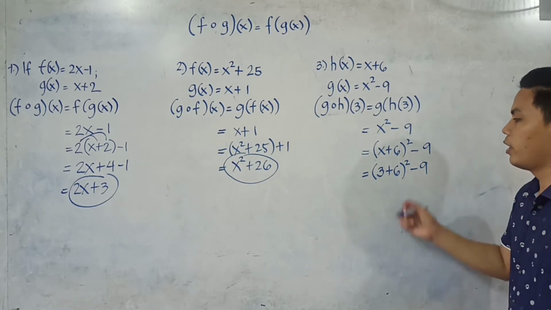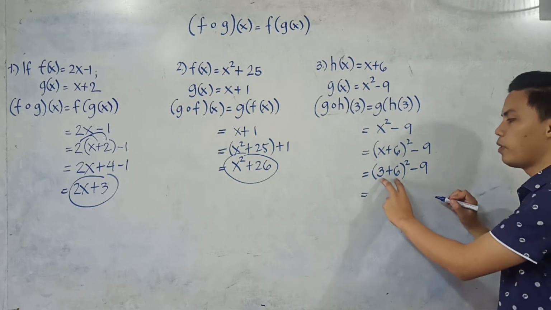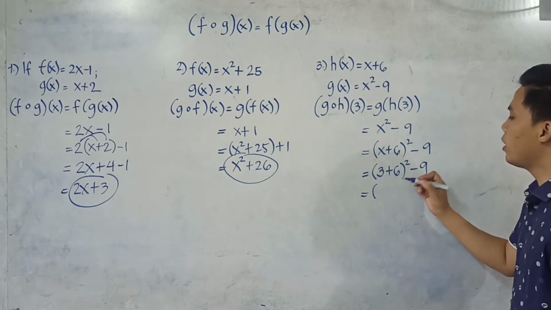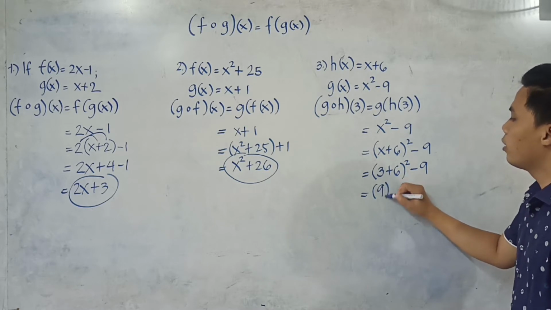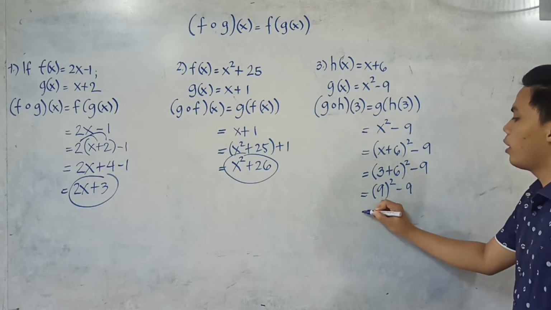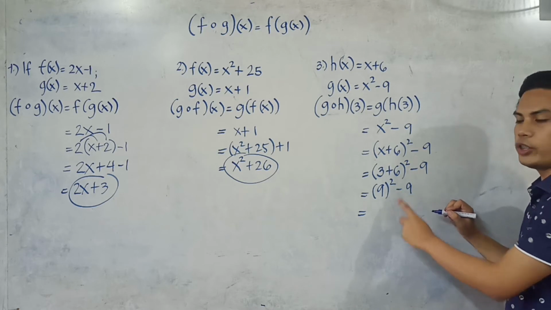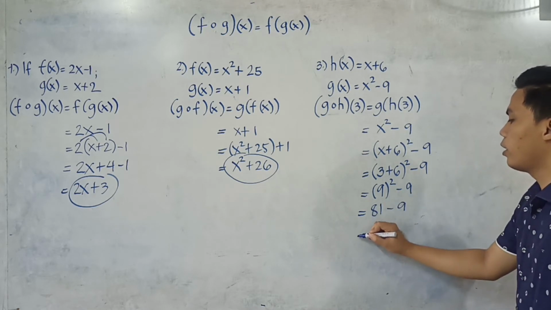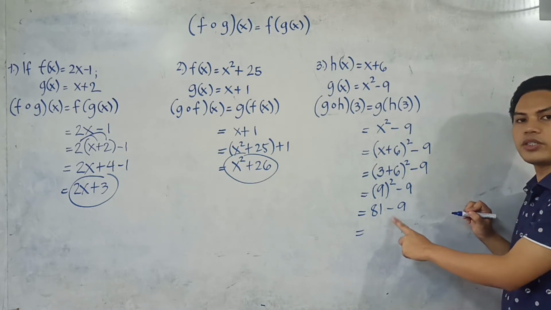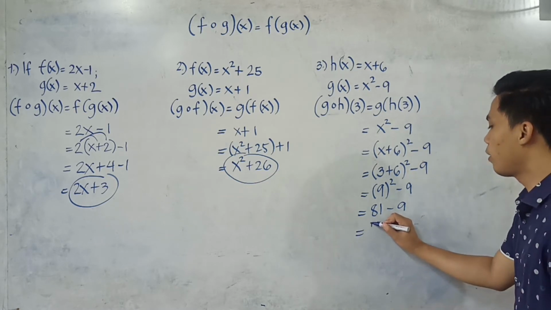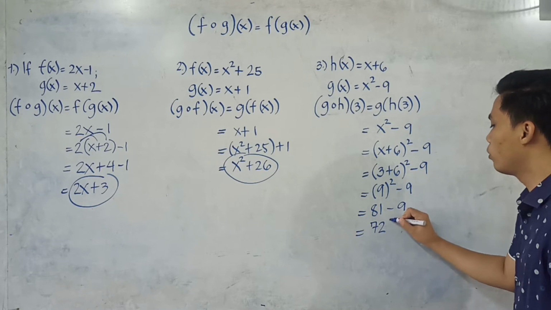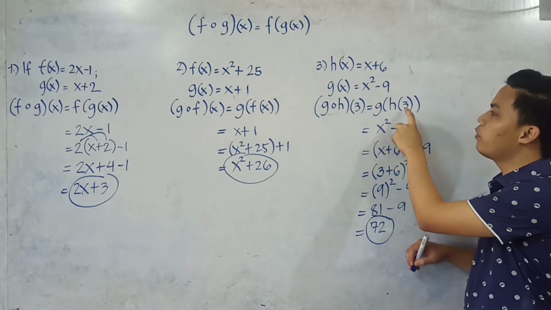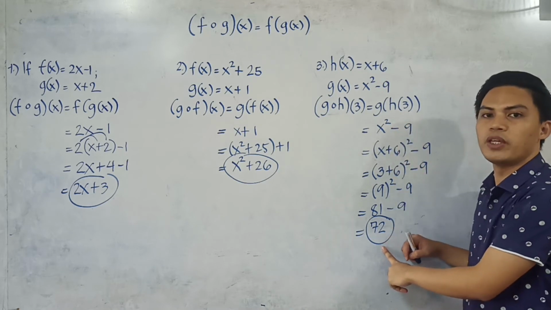Diba? Okay. Let's simplify further. Simplify muna natin yung nasa loob ng parenthesis. You will have 3 plus 6, that is 9 squared minus 9. After that, 9 squared, you will have 81 minus 9. So 81 minus 9, the answer is 72. Therefore, g of h of 3 is equal to 72.